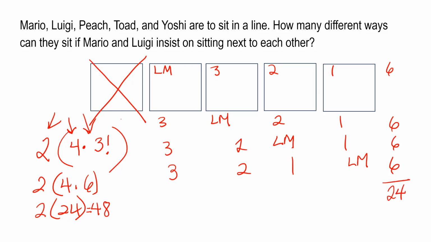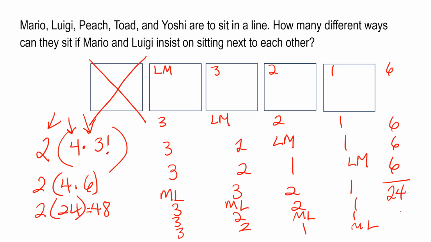And then, of course, we would go back and do Mario Luigi instead of Luigi Mario, because Mario can sit on either side of Luigi. And that would be 3, 2, 1 if we put them here, 3, 2, 1 if we put them here, and 3, 2, 1 again if we put them here. So that's 24, and another 24 is still 48.